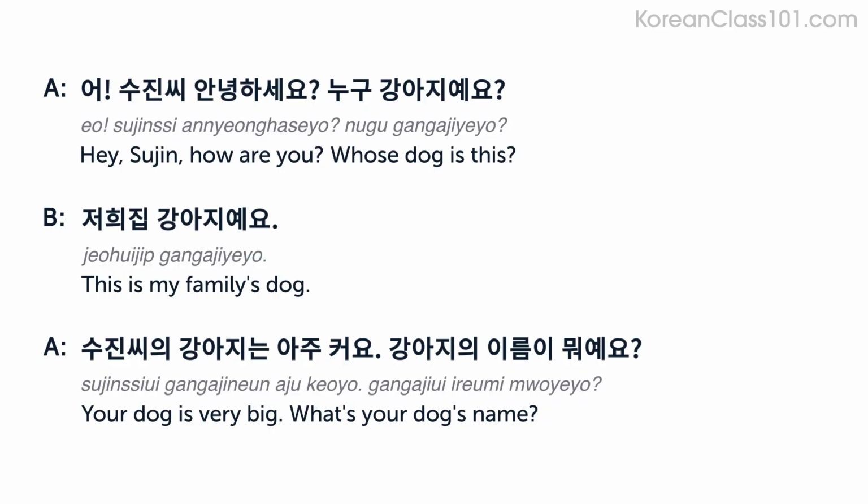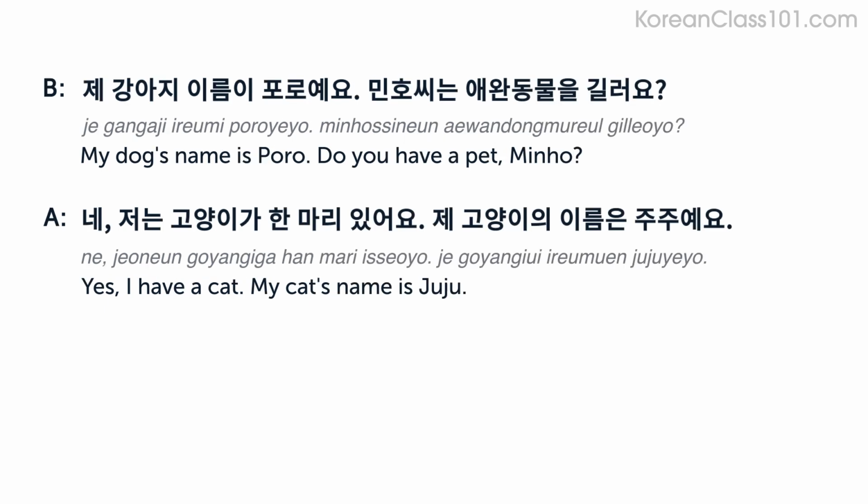수진 씨, 안녕하세요. 누구 강아지예요? 저희 집 강아지예요. 수진 씨의 강아지는 아주 커요. 강아지의 이름이 뭐예요? 제 강아지 이름이 포로예요. 민호 씨는 애완동물 길러요? 네, 저는 고양이가 한 마리 있어요. 제 고양이의 이름은 주주예요.